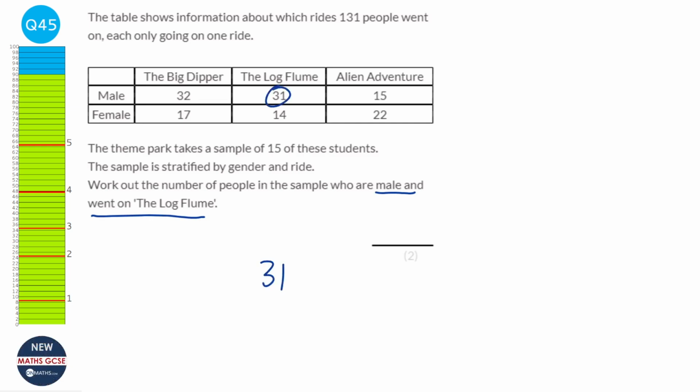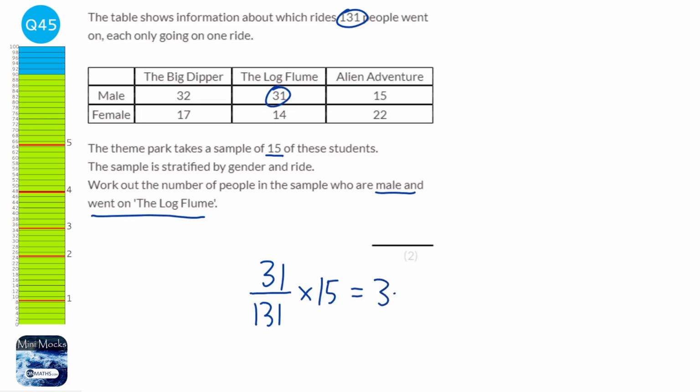So it's 31 males went on the log flume out of 131 in our population. So that's the fraction of the sample that we want to pick. The sample is 15, so what we do is we times that by 15 to find out what 31/131ths of 15 is. If you do that on a calculator, you get 3.549 blah blah blah. And the problem is we can't pick 3.5th of a person, so we round that to the nearest integer, so that would be 4.